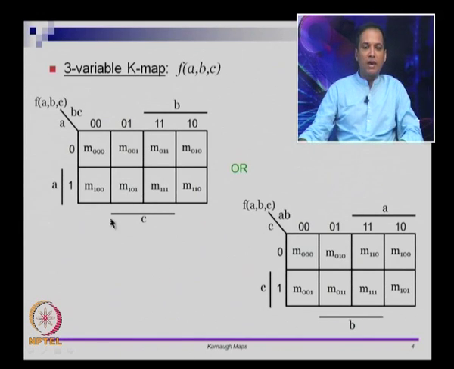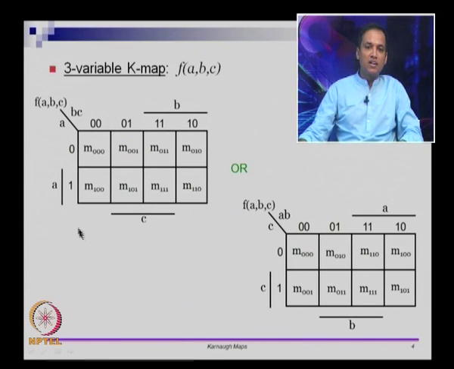A 3 variable K map is, let us say, a function of A, B, C. We have taken one of these variables, namely A, and we list all the possible values that A can take, namely 0 and 1, and for each row you list all the possible values that B and C can take. B, C can take 0 0, 0 1, 1 0 or 1 1, but as I mentioned in the previous module, instead of having 0 0, 0 1, 1 0 and 1 1, we will keep it as 0 0, 0 1, 1 1 and 1 0. We will see why this is so in a little while, and the corresponding min terms are here.